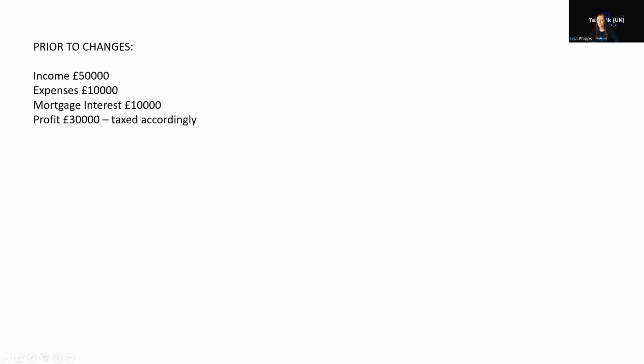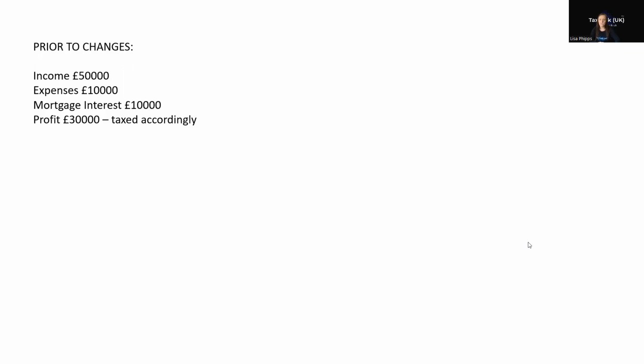So I'm just going to run through an example. I'm just going to share my screen. I've just shared my screen so I can run through an actual example with figures, because it's much easier to understand once we can actually see some figures and see the workings.